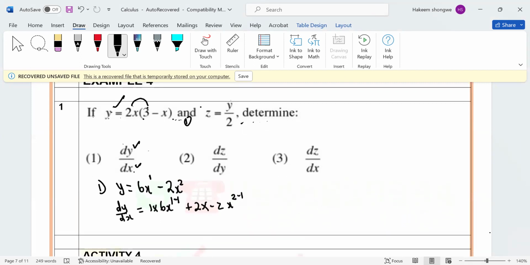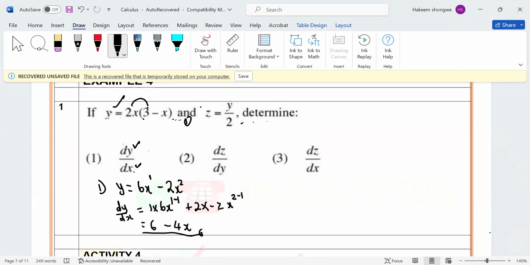And then what are we going to get for that one? We get 6. This one is to the power of 0, so we'll leave it as 6. So we're going to have 6 multiplied by 1. And then we have 2 multiplied by minus 2, which gives plus 4x. This is our final answer.